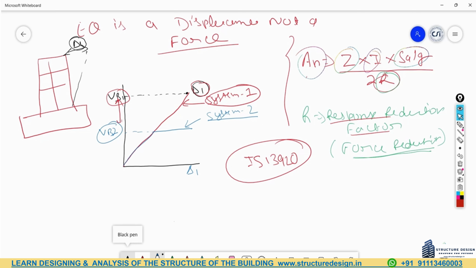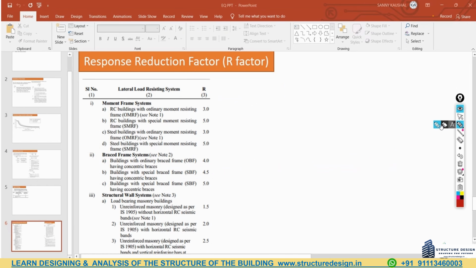Now you have clearly understood the importance of the R factor in your design calculation, and that if you are using a larger R value, the forces will get reduced. That's the reason why, if you are building in a high seismic zone like zone 5, you are going to use a special moment resisting frame with R factor 5. In that zone, the building requires more base shear, and if you use an ordinary moment resisting frame, your forces will be more and you have to design for more forces.